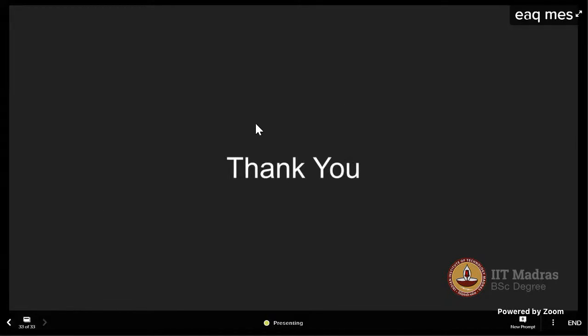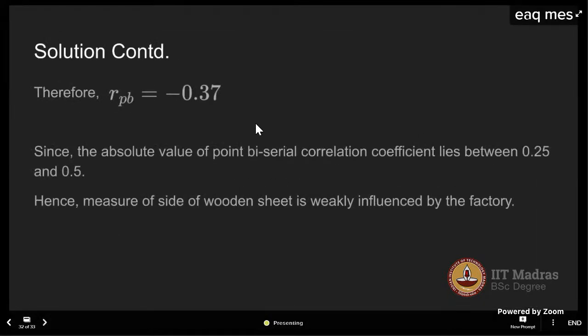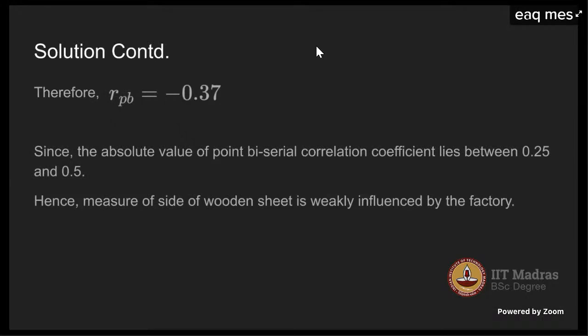Sir, can you please tell me what the interpretations are for other ranges? So less than 0.25 or greater than 0.5. If it's between 0 and 0.25, it's absence of linear relationship. If it's between 0.25 and 0.5, it's weak. If it's between 0.5 and 0.75, it's moderate, and greater than 0.75, it's strong. Okay, sir. Thank you.